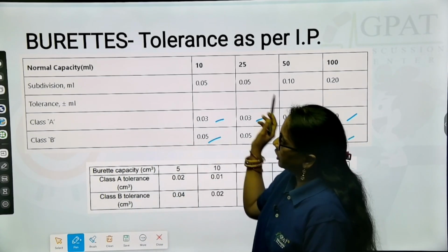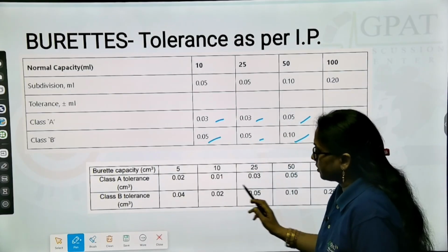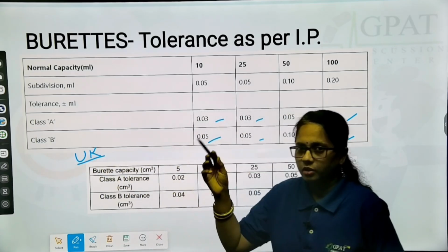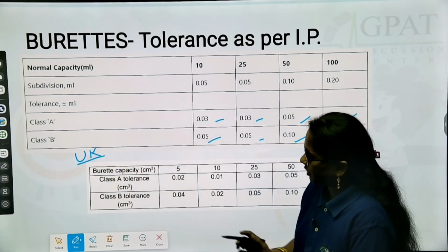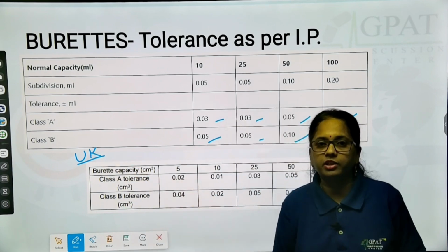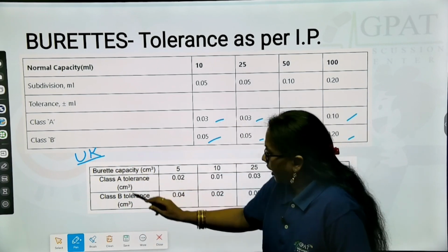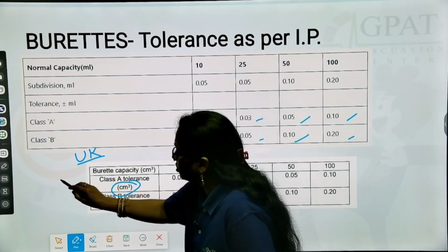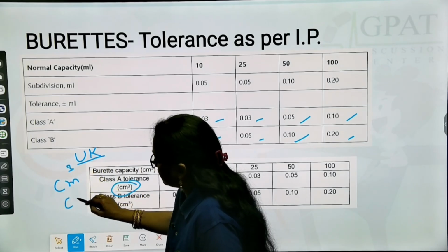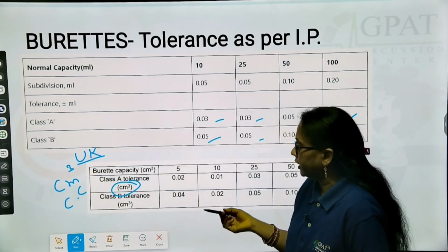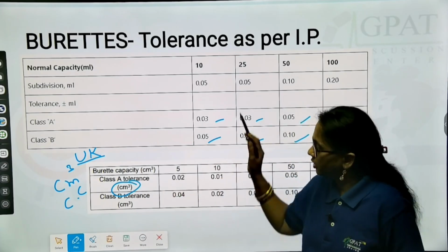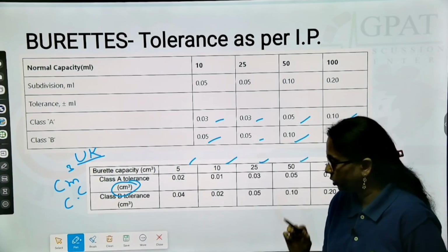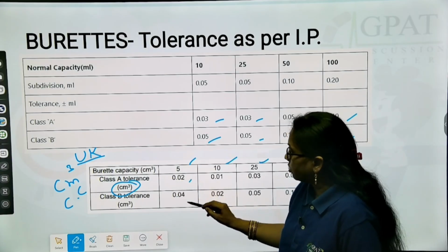These are the Indian Pharmacopoeia limits, and these values are according to the UK. If you are on the UK side, then you need to follow their own standards. They have given tolerance limits for class A and class B, and they use not ml but cubic centimeter, that is cc, which in our terminology we call ml. For burette capacity, I have listed it here: 5 ml, 10 ml, 25, 50 and 100. For the 5 ml burette, 0.02 and 0.04.